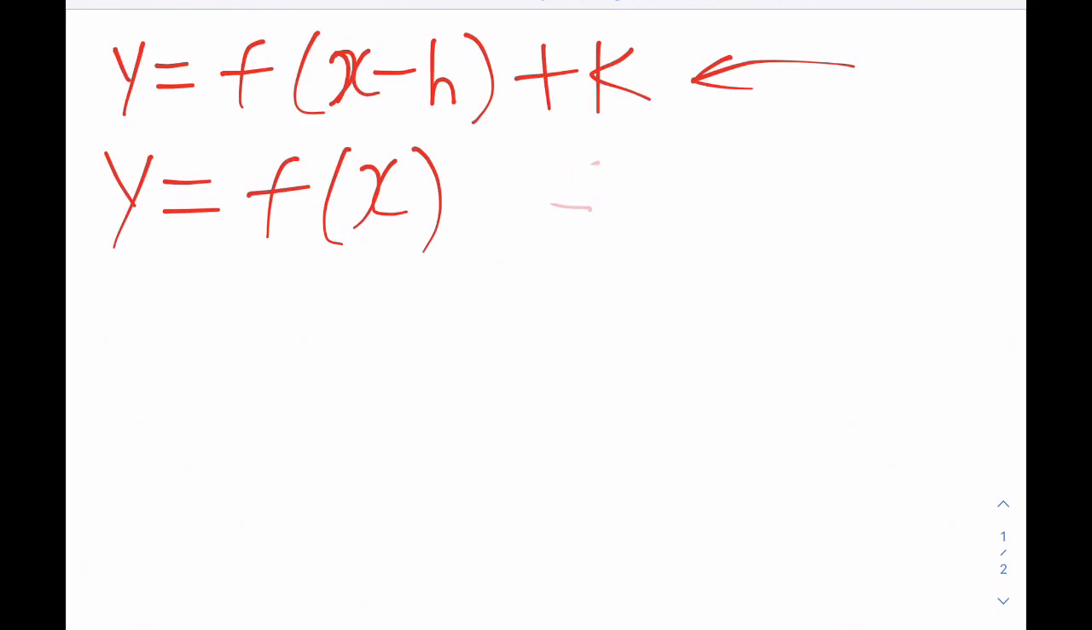So we have a horizontal translation, h units to the right because h is a negative, and we have a k units upward translation because k is also positive. So that was a brief review of last video. Now we're going to look at more practice problems and solidify this concept in our heads.